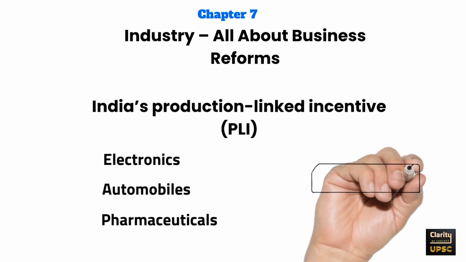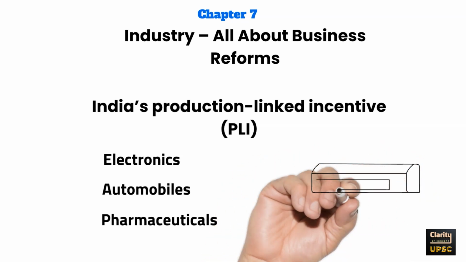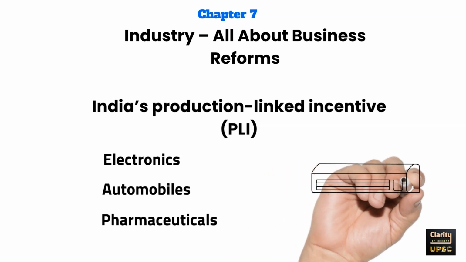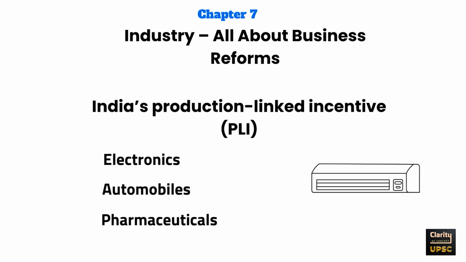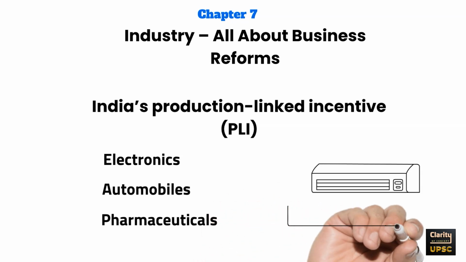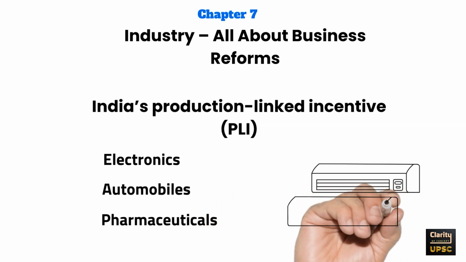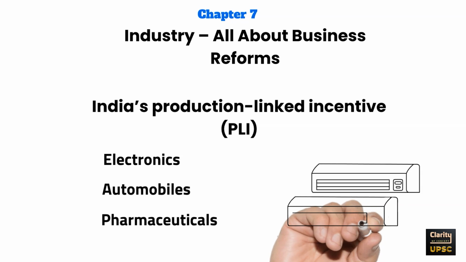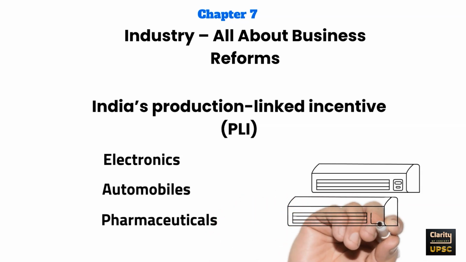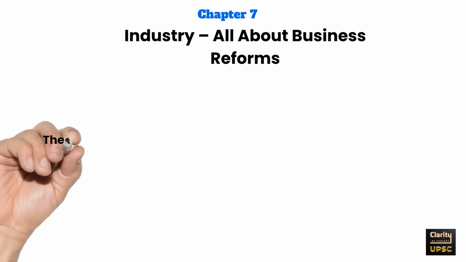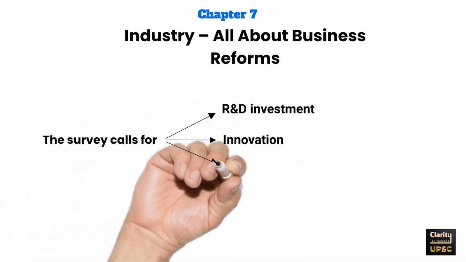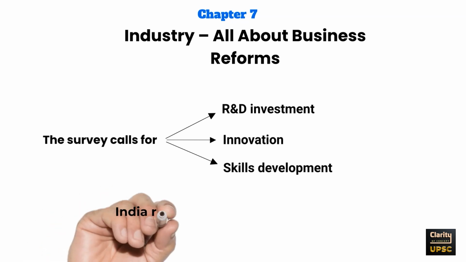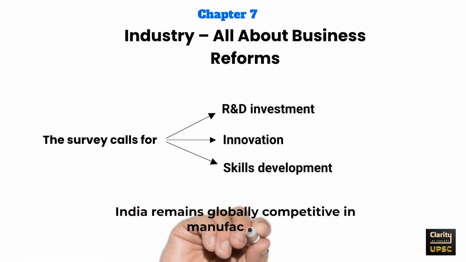The survey provides one notable example about air conditioners. More and more air conditioners are being produced in India only because of these PLI incentives. India has a large consumer base for air conditioners. This production linked incentive gave incentives to those manufacturers who produced more ACs in India only. The survey suggests this program should be extended to other sectors also. The survey also calls for R&D investment, innovation, and skill development to ensure India remains globally competitive in manufacturing.